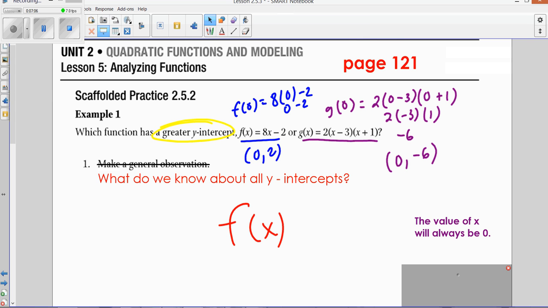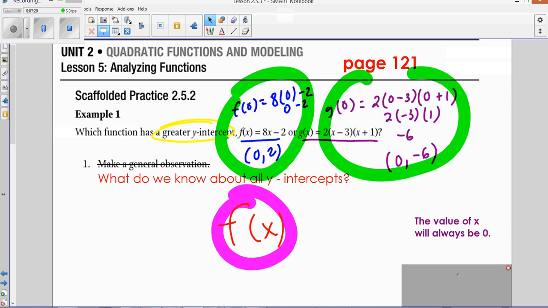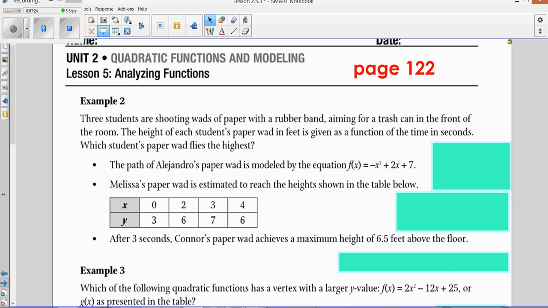And right there, by showing your work here, by showing this, let me try to highlight it for you, by showing this right here and this right here, and then making sure that you answer with this, you're totally good. That's all the work that I really need to see. And that's it. That's a great job.